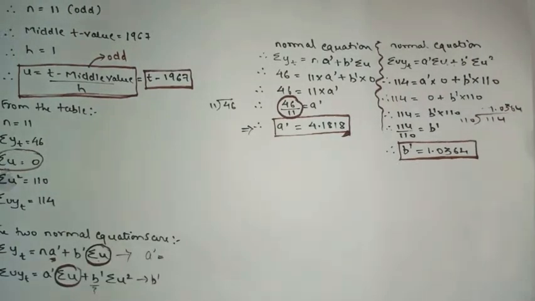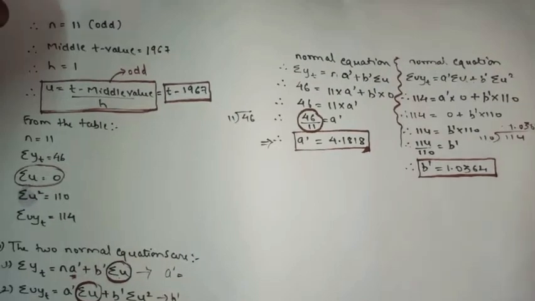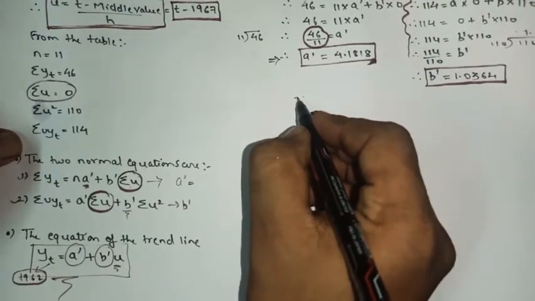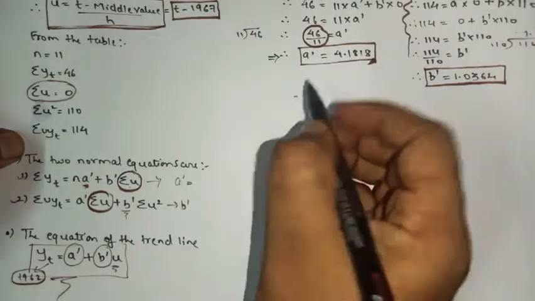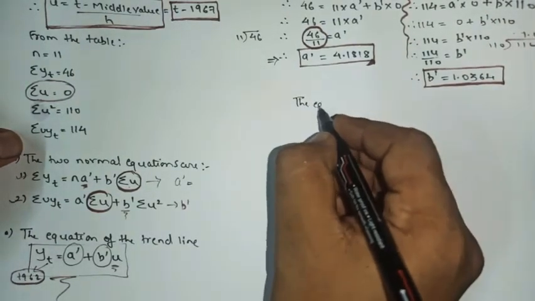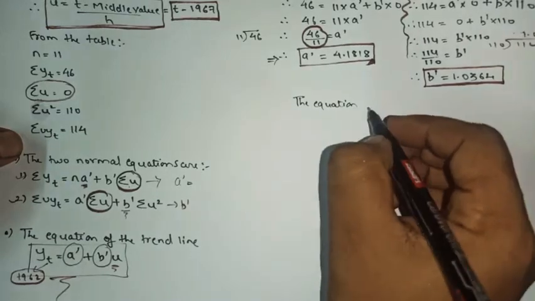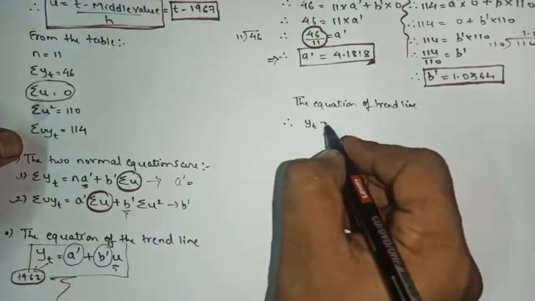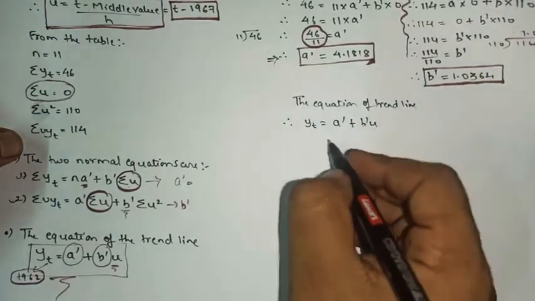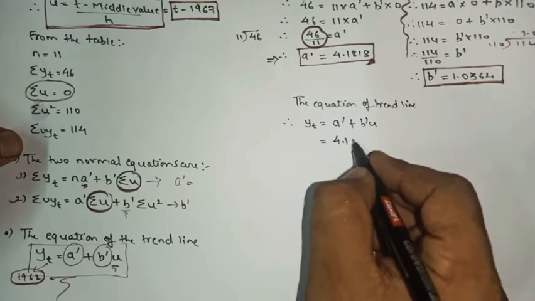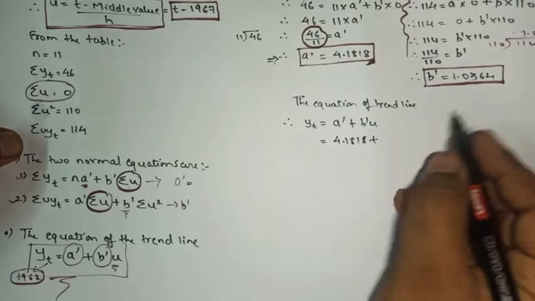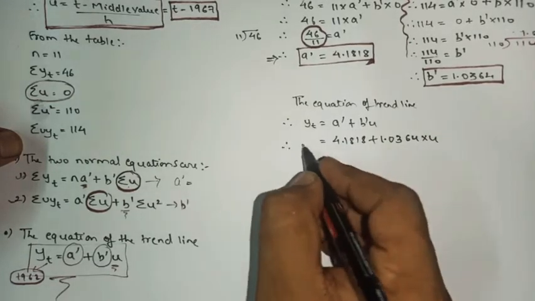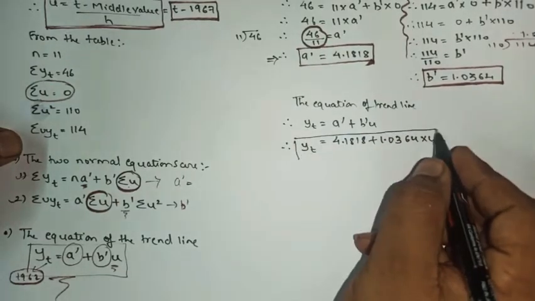So now as we got the value of a dash and b dash, now you will use the last formula, that means the equation of trend line. So what is the equation? Yt is equals to a dash plus b dash u. So what is a dash? It is 4.1818 plus b dash is what? 1.0364 into u. So here we got the equation of trend line.